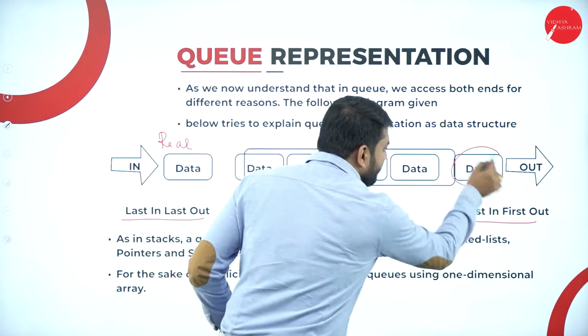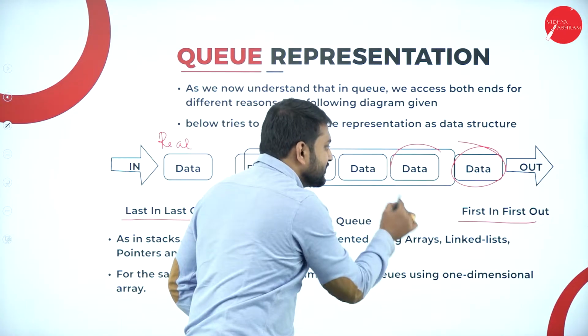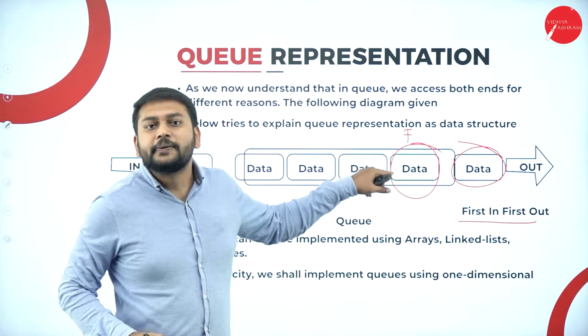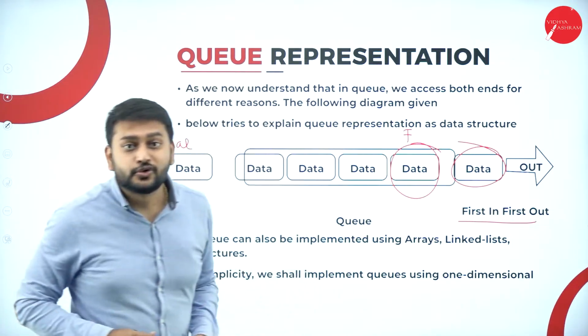Say for example, assume that I have not deleted this. So this is in the front. My front pointer is here. So if I perform the peek operation, this element will be returned. That's what you need to remember.